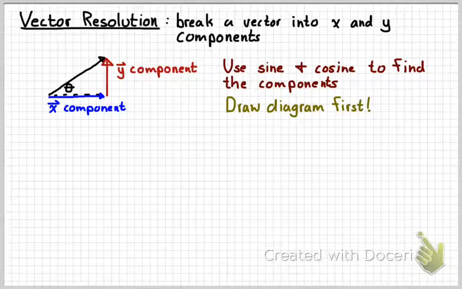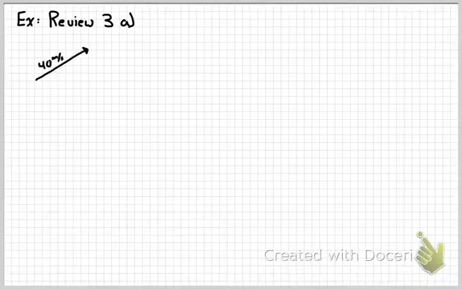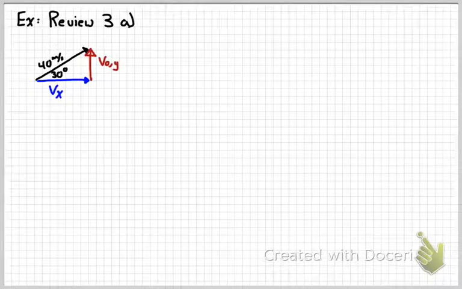Remember, we're always going to draw a diagram first, not just simply try to remember that x is always this trig function or that y is always this trig function. Draw a diagram first and then decide which function goes with which component. So let's look at an example from your review, question 3a, where we have a projectile being launched 40 meters per second at a 30-degree angle, and the first thing we're going to do is resolve it into components. Even if you're not told to do this, if you have an angle, you need to resolve it into components to get rid of the angle.